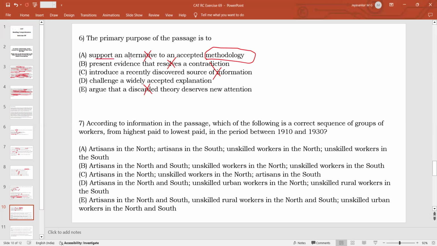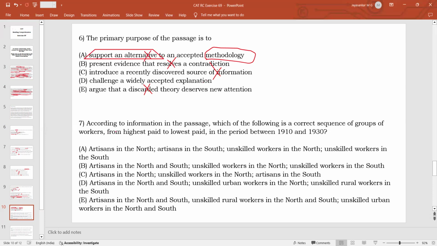And one more reason why supporting an alternative will be wrong is that the passage is not giving any other reason for the lack of economic success of the migrants. If the passage had given some other reasons why the black workers who migrated did not succeed economically, then we can say there is an alternative theory. Here, the passage is only challenging the existing theory. It is not providing an explanation or an alternative, it is only challenging a widely accepted explanation. So option B is the only correct answer here.